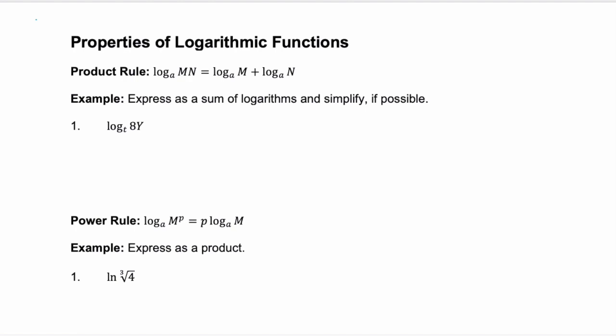Professor Baldwin here, and today we're going to go over some of the properties of logarithmic functions. Our first property is the product rule, and that says a log with a given base with two values multiplied together can be separated into two separate logs with that same base. Notice the base stays a for all of them, and you can separate them with addition.